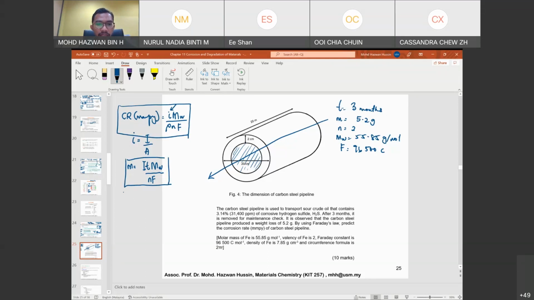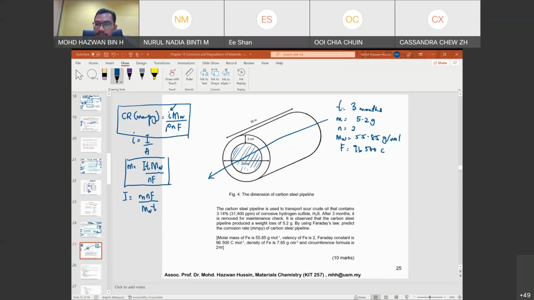So if I rearrange this formula, you get I is equal to m n F over MW t, isn't it? So this is the one that we need to find first. m is provided, 5.2, and F is also provided. MW is also provided. t is also provided. But now t is equal to 3 months. Right? So I just want to ask, what shall we do with the time first?